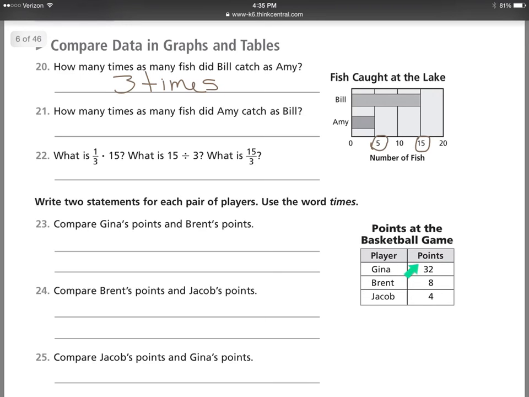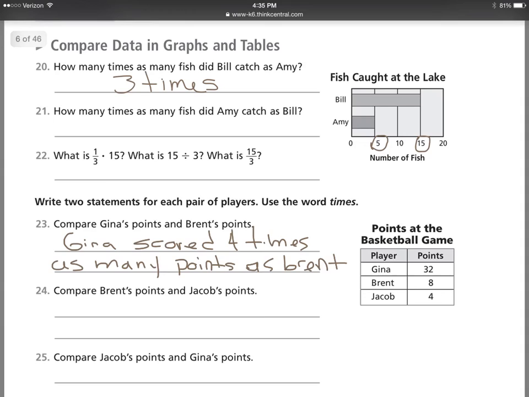Well, Gina has scored 32 points and Brent has scored 8 points. So relying on our ability to do math facts, I can tell you that Gina scored 4 times as many points as Brent. You can guess and check that if you need to, but Brent only scored 8, so 8 times 4 is 32. Therefore, Gina scored 4 times as many as Brent. Pause the video and complete numbers 24 and 25 on your own.